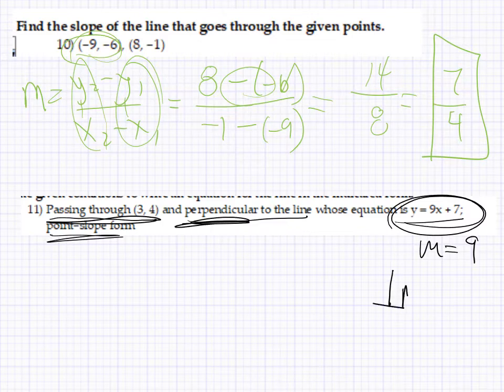Well, the perpendicular slope would be the negative reciprocal. This is positive, so negative means opposite sign, and reciprocal means 1/9. Flip it over. That would be the slope that we want to work with.